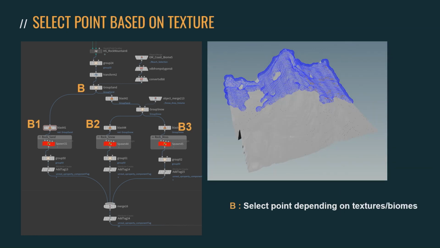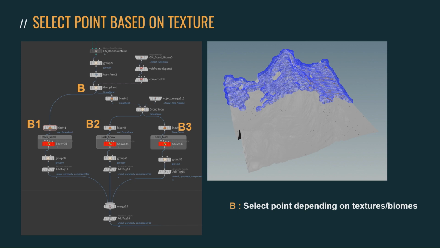When we are finished with the spawn of the points on the landscape, we then have to create a selection of those. Because for this example, we spawned points based on the mountain biomes, but we need to make sure and to know if that point is on a sand texture, on a grass texture, or on a snow texture. In order to do that, we will create a selection based on that texture.